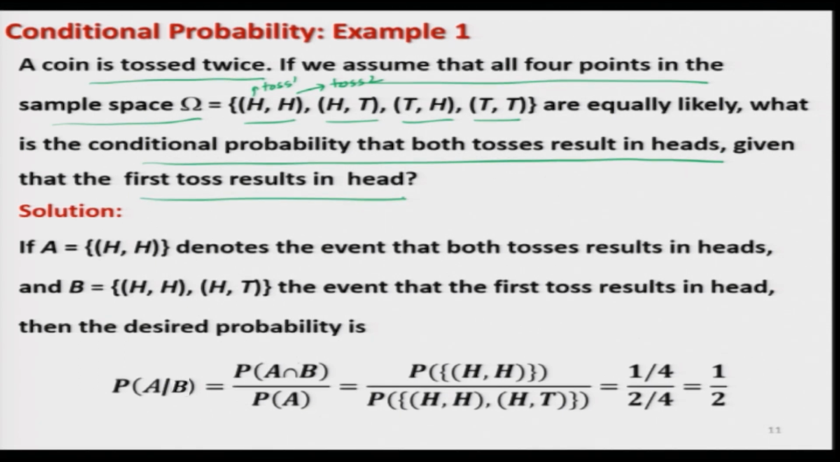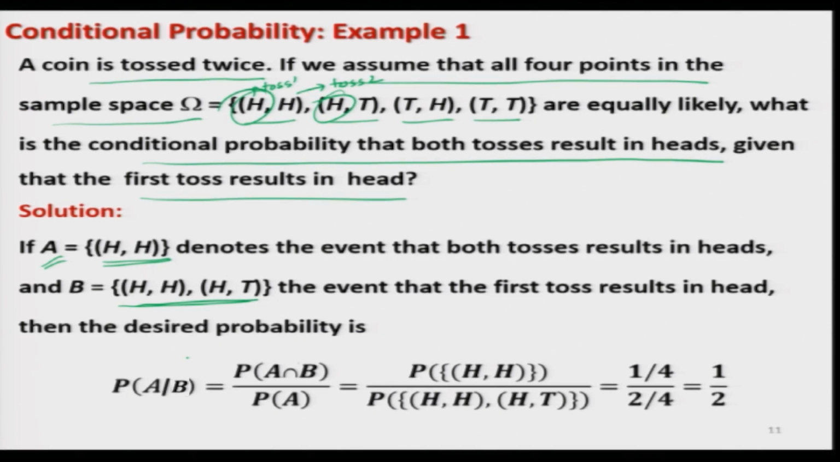So, now you can see the events in which we have the first toss as a head. These are 2 events, this one and this one out of 4, right. Now, suppose we define 2 events A and B, such that A is the event that both the tosses result in head, indicated by HH, and B is the event that the first toss results in head, right. Now, the desired probability is probability A given B, right.